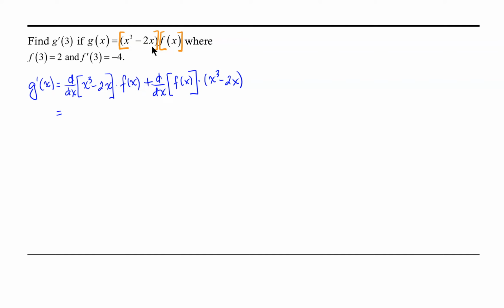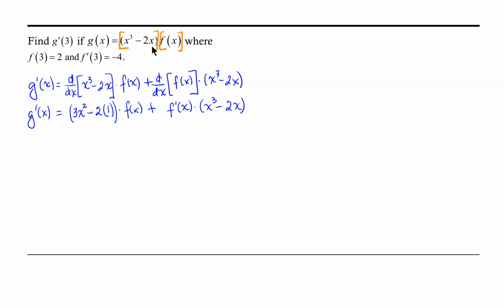The derivative of x cubed is 3x squared by the power rule, minus the derivative of 2x, which is 2 times 1, or just 2, times f of x, plus the derivative of f of x. Now I don't have an actual function that I can take the derivative of, so we will just denote the derivative of f of x by f prime of x times x cubed minus 2x. So this is our derivative of g of x.